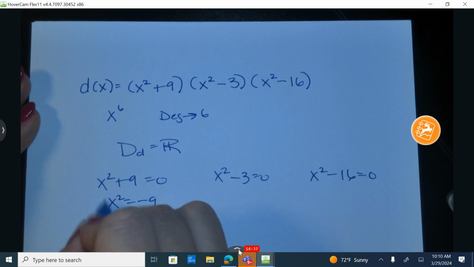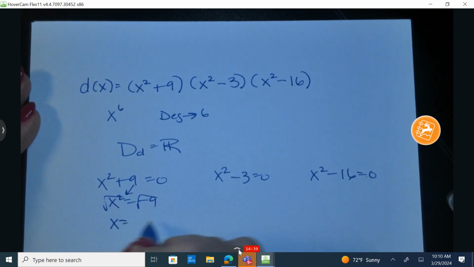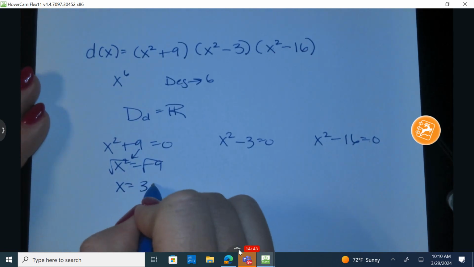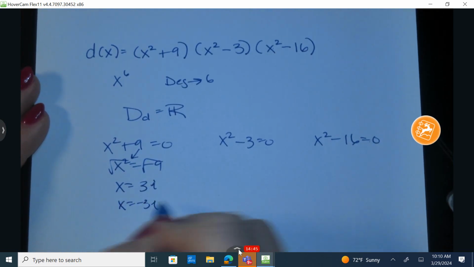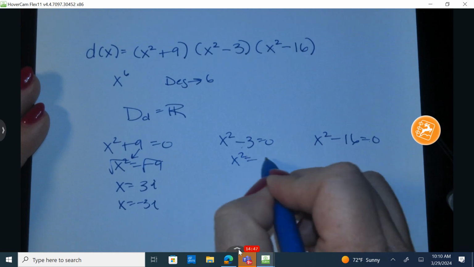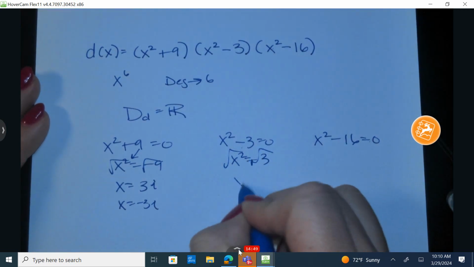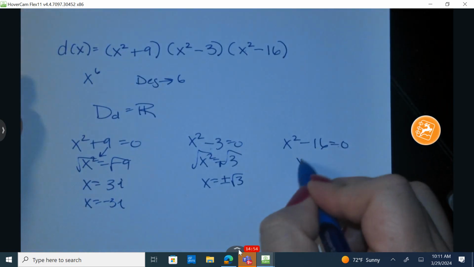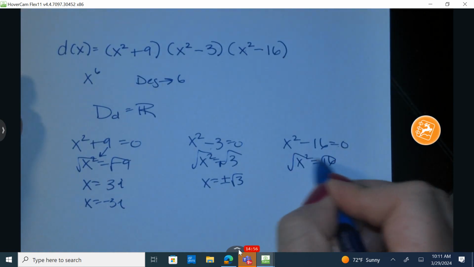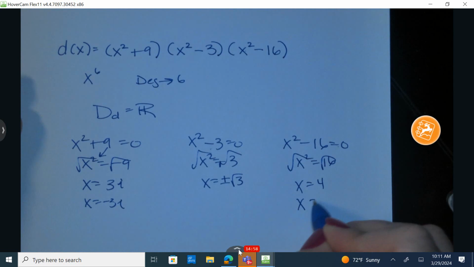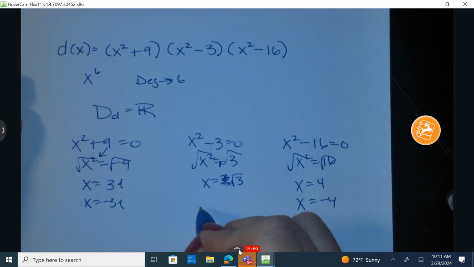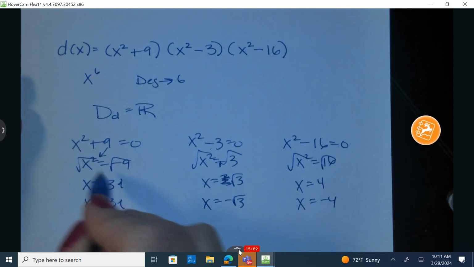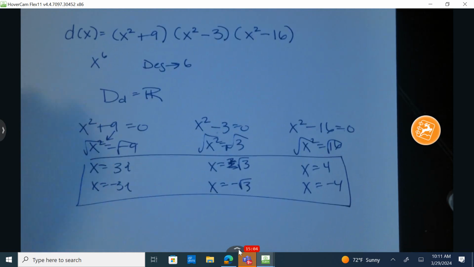Moving the 9 to the other side, I'm going to have two answers. X equals, now the i comes out front. I know the square root of 9 is 3, so 3i and negative 3i. Here I'm going to move 3 to the opposite side. Taking the square root, I get x equals positive and negative square root of 3. Moving the 16 to the opposite side, taking the square root, I should have two answers of positive and negative 4. I'm going to rewrite these so we can see all. So these are all 6 of the zeros.